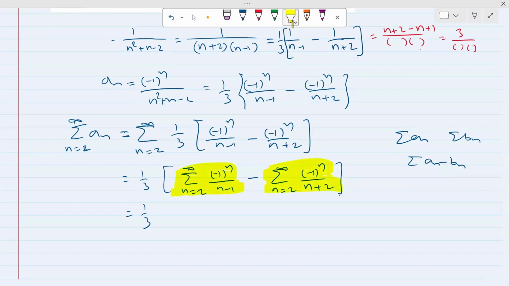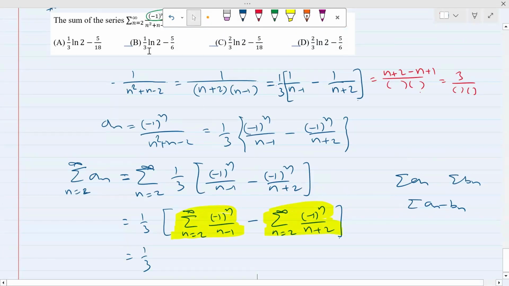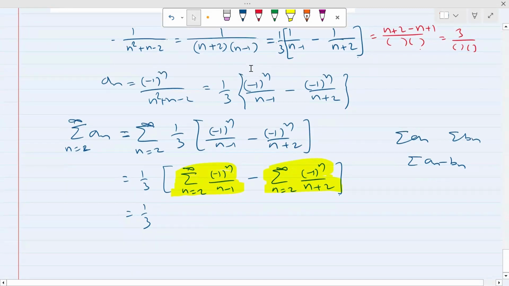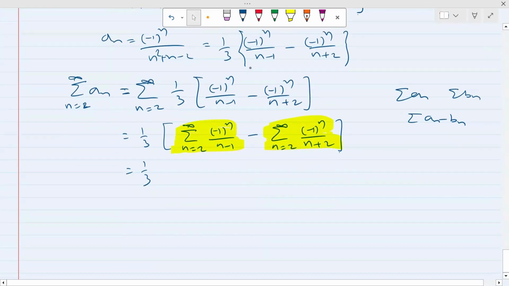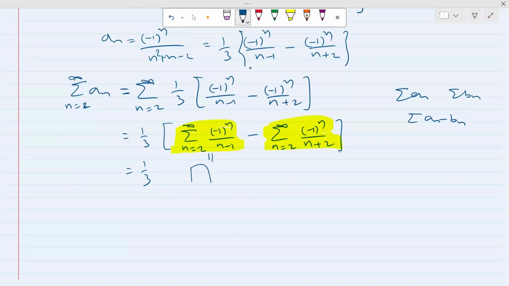Because our question says we do not want to just check whether it is convergent or divergent. We want to find its sum. So that means this infinite sum exists, and we have some answer to this. And this also exists, and we have some answer to this.